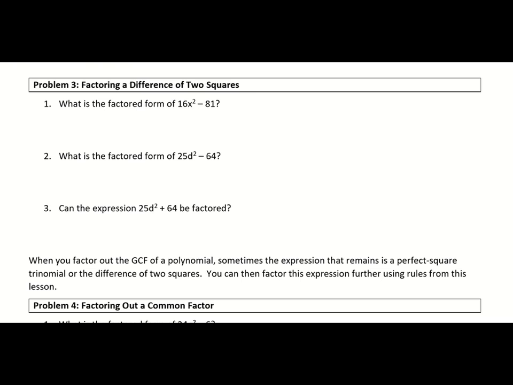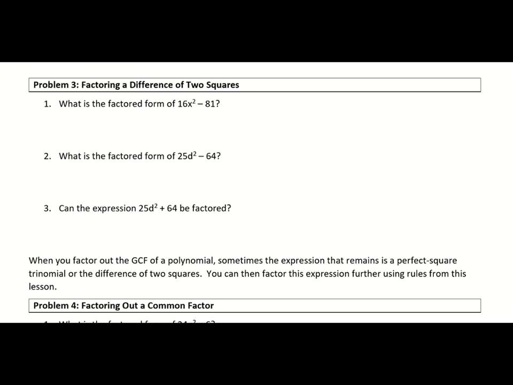So number 1, we want to factor 16x squared minus 81. When I'm factoring a binomial, if they do not have a GCF, which 16 and 81 do not, what I'm going to look for is to see if my two numbers are perfect squares. 16 is a perfect square, that would be 4. 81 is a perfect square, that would be 9.